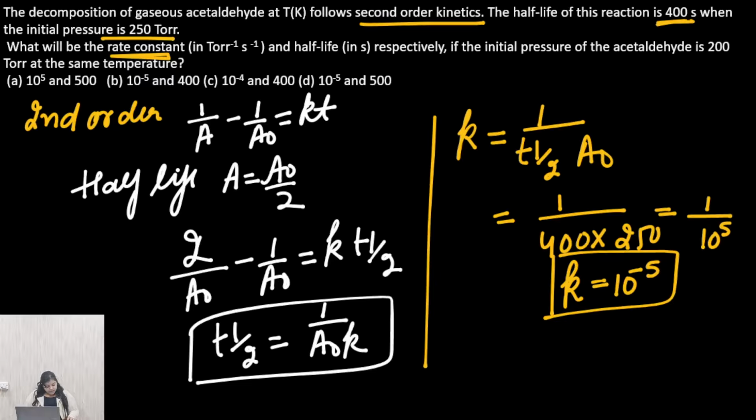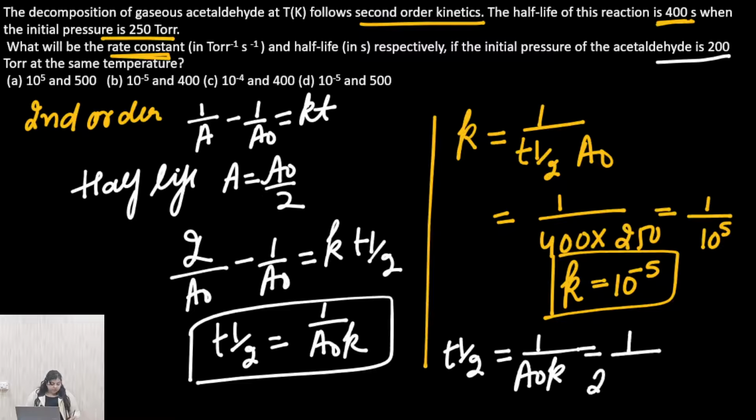Next thing they are asking us is what the half-life is if the initial pressure of acetaldehyde is 200 torrs. So the second T half value we have to find when the initial pressure, that is the A naught value, is 200 torrs. The same reaction we are carrying out, so the rate constant is going to remain the same. So T half for this will be 1 upon A naught into K.